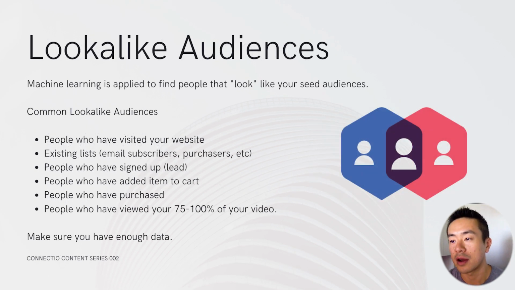So let's talk about lookalike audiences. Lookalike audiences are super powerful because they are audiences that look similar to your existing customers. I'll give you some examples so you can understand it better. But basically, machine learning is applied to find people that look like your seed audiences. Now, the Facebook algorithm, machine learning, and their AI is so powerful.